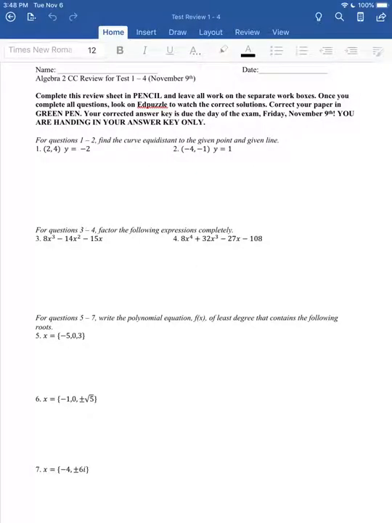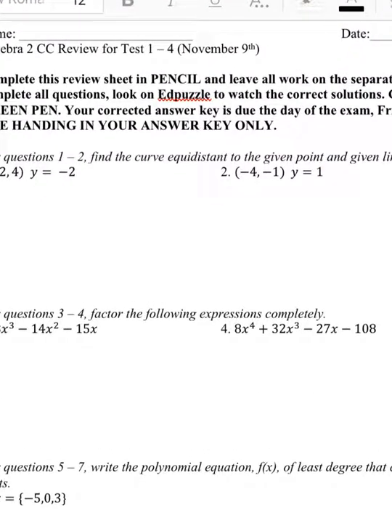Okay, so let's start reviewing for your fourth test, your last test of the first quarter. That's going to be on November 9th, which is Friday. For number 1 and 2, find the curve equidistant to the given point and given line. The given point and the given line, those are your focus and your directrix respectively, and then the curve is talking about the parabola.